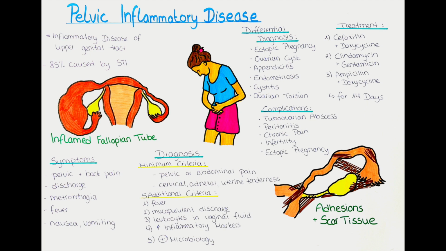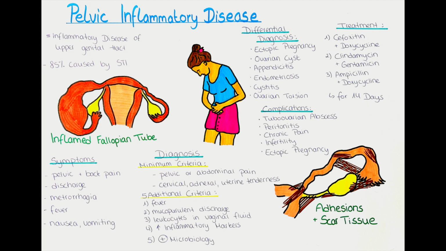Those are: first, fever over 38.3 degrees Celsius. Second, a mucopurulent discharge. Third, leukocytes present in the vaginal fluid. Fourth, elevated inflammatory markers in the blood. And fifth, microbiology that confirms a STI with chlamydia or gonorrhea. What are some differential diagnoses?